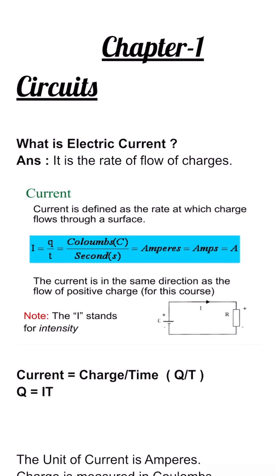I is equal to Q by T, right? This is the formula for charges as well, which is also the formula of current. Q is coulombs, which is charge, and T is seconds, which is time. So I is equal to Q by T, and current will be measured in the unit amperes or amps, right? The current is in the same direction as the flow of positive charge for this course, okay?